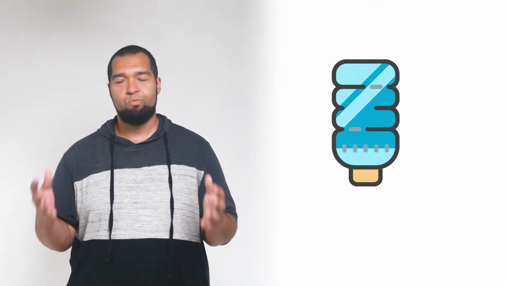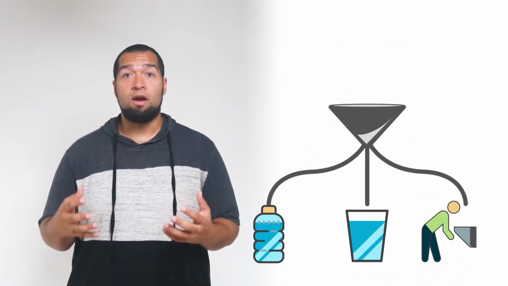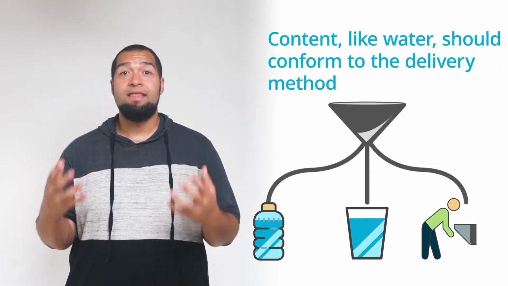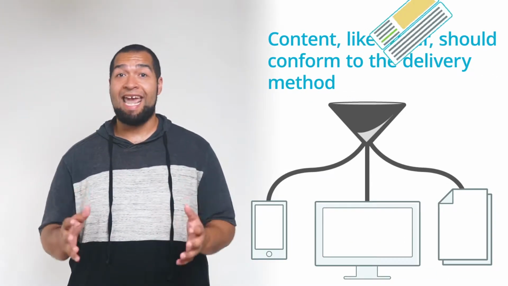Let's consider content as water. If you're parched, you have options on how to get a drink. You might use a drinking fountain, perhaps tap water in a glass, or maybe bottled water. The fountain, the glass, and the bottle are just different delivery mechanisms for the same thing, water. Water is malleable. Water conforms to the delivery method. This is how content should work, and it can work this way.